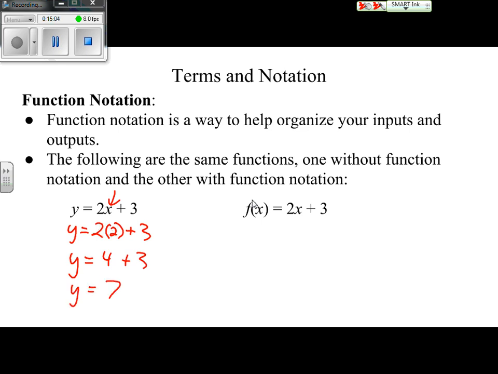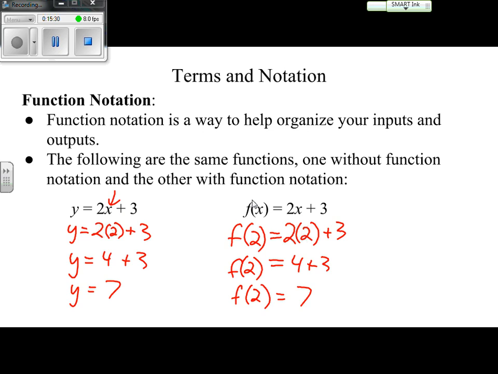All right. Now I'm going to do the same thing here. So my input is 2 again. So I have 2 times 2, my input, plus 3. But wherever I replace the x, I need to do that in every spot. So I have to have f of 2. And so now I have f of 2 is equal to 4 plus 3, and then f of 2 is equal to 7. So it kind of just seemed like I did more work because I had to keep writing f of 2. But let's say I erase all of my work in both of these cases.